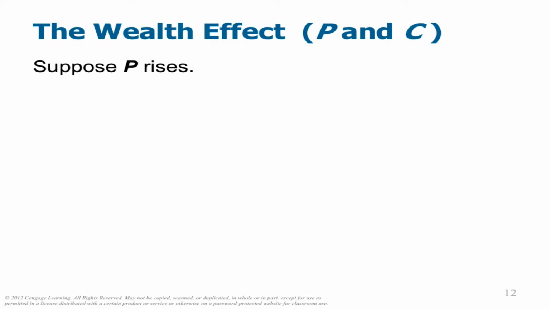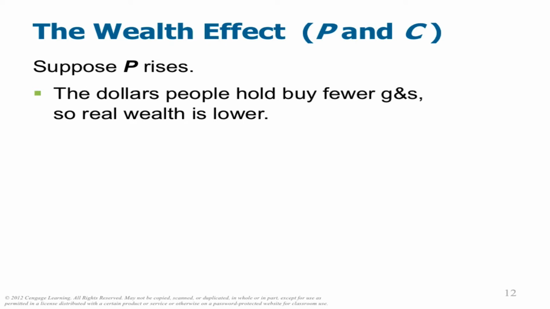Alright, so we assume that the price level has risen. The dollars that you have in your hand will buy you fewer goods and services. So even if you want the same quantity of goods and services, the dollars in your hand will not get you that same quantity because the price level has risen. Correct? Everybody's with me.